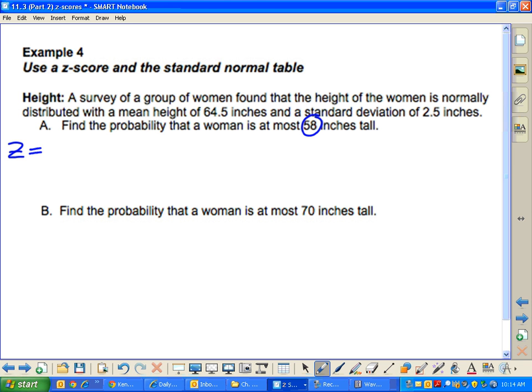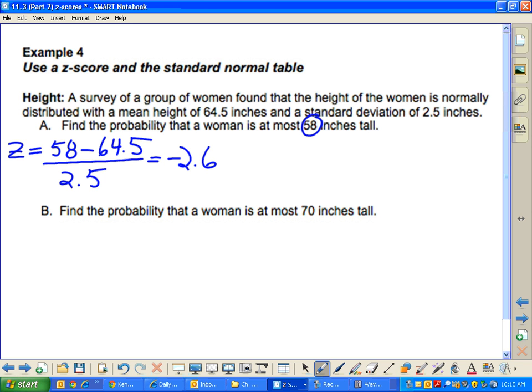58 inches is below average, which means our z-score is going to be negative. Watch what happens. If I compare 58 to my mean, 58 minus my mean of 64.5, we're going to get a negative data value in our numerator, and we're going to divide that by 2.5, your number of standard deviations. So you throw that in. When I number crunched that this morning, I got negative 2.6. That is a z-score. It is not the probability of the event.